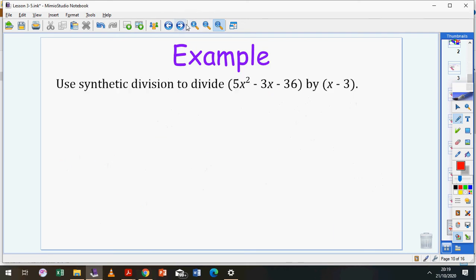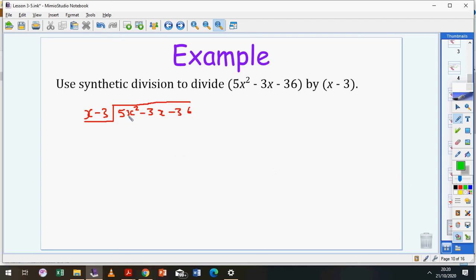See another example. Use synthetic division. That's another thing that it's called, synthetic division, remainder theorem, long division, to divide 5x squared minus 3x minus 36 by x minus 3. You can feel free to either pause and try this on your own and see if you did it right, or you can skip over it and see the answer in a couple of minutes. If this was in class, I would be asking you to do this on your own, and I'd be checking on you. All right, so let's try this one.